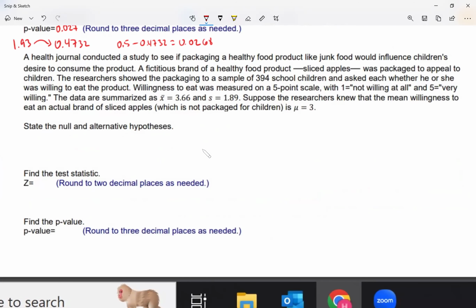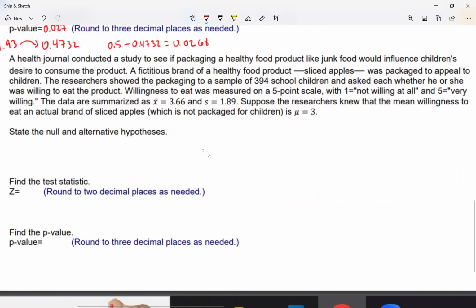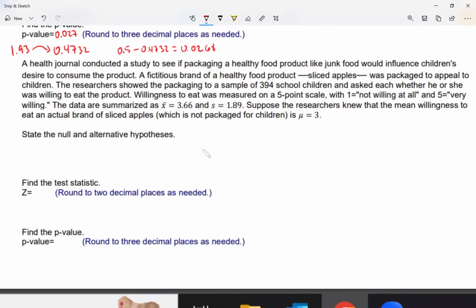A health journal conducted a study to see if packaging a healthy food product like junk food will influence children's desire to consume the product. Okay, so we're looking at another study, whether if we make healthy food look like junk food, people will actually want to buy it. A fictitious brand of a healthy food product, we have sliced apples, was packaged to appeal to children. The researchers showed the packaging to a sample of 394 school children. Okay, so my sample, my N, the number of my sample is 394. Let me write that somewhere over here.